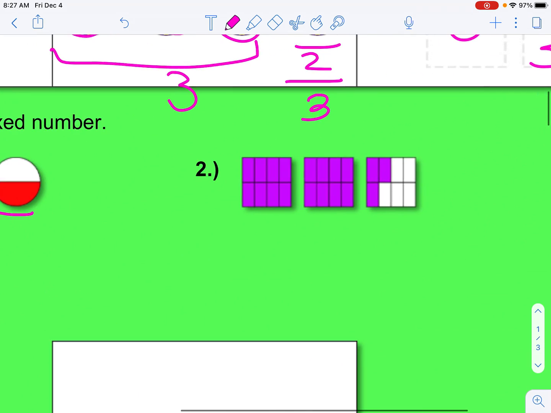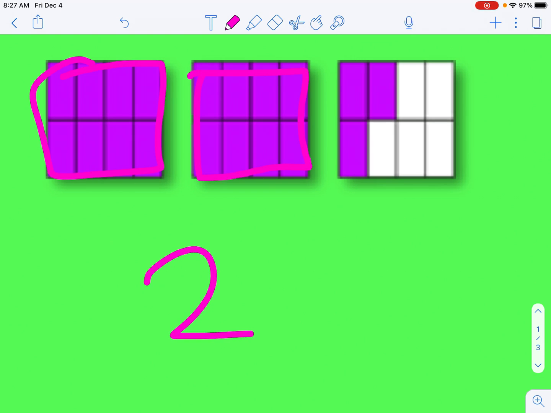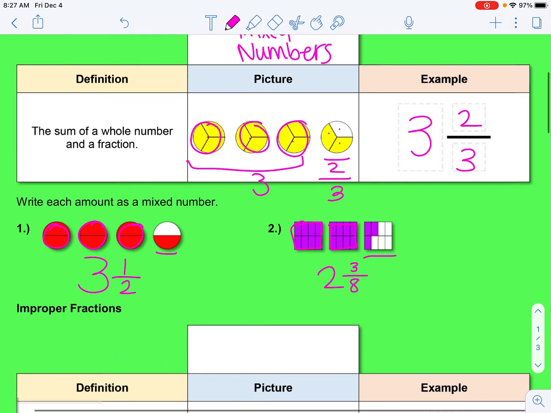Alright, let's go to number 2. I have this one all the way filled in and this one all the way filled in. So that's 2. And then how many do we have in our last fraction? We have 3 colored in. How many total boxes? 8. So 2 and 3/8. Alright, so that's a mixed number.